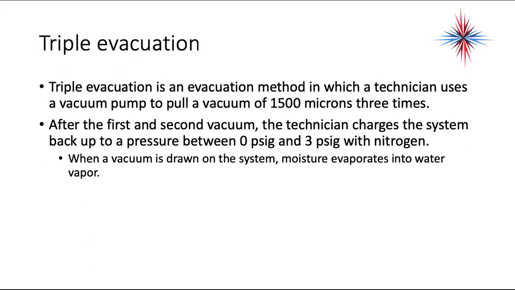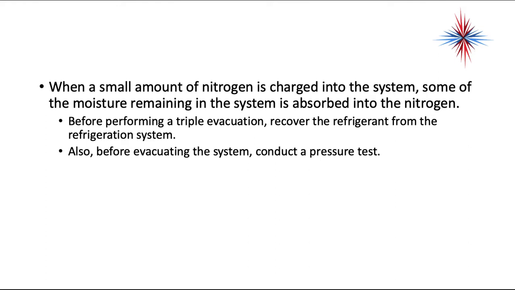Triple evacuation is an evacuation method in which the technician uses a vacuum pump to pull a vacuum of 1,500 microns 3 times. After the first and second vacuum, the technician charges the system back up to a pressure of 0 psi to 3 psi with nitrogen. When vacuum is drawn on the system, the moisture evaporates into water vapor. When a small amount of nitrogen is charged into the system, some of the moisture remaining in the system is absorbed by the nitrogen. Nitrogen is considered a dry gas.